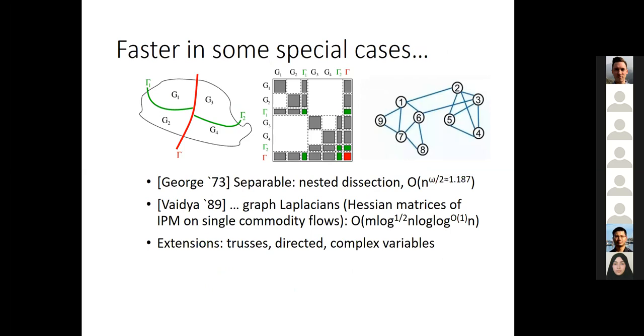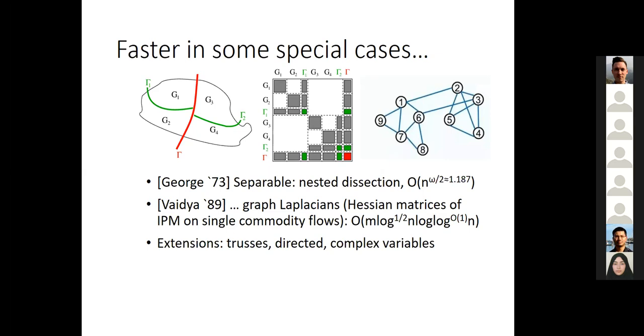And this also goes a little further back. In fact, the first work on this was nested dissection, which states that as long as the non-zero structure of the system is planar, we can do something. With the work of Vaidya, it led to what's called graph Laplacians. The way you can think about graph Laplacians is that they're Hessian matrices of interior point on single commodity flows. That also motivated a lot of work that basically got runtime that is faster than sorting. Recently, there have been all sorts of extensions of this to things like trusses. Trusses are kind of like in buildings, the force diagram on buildings. You can get to directed graphs as well. You can do them in complex variables.